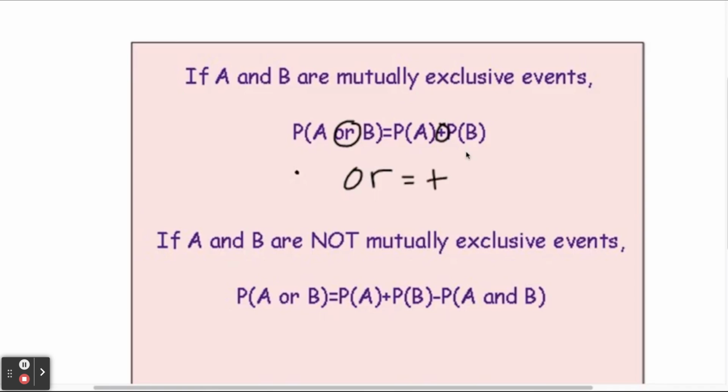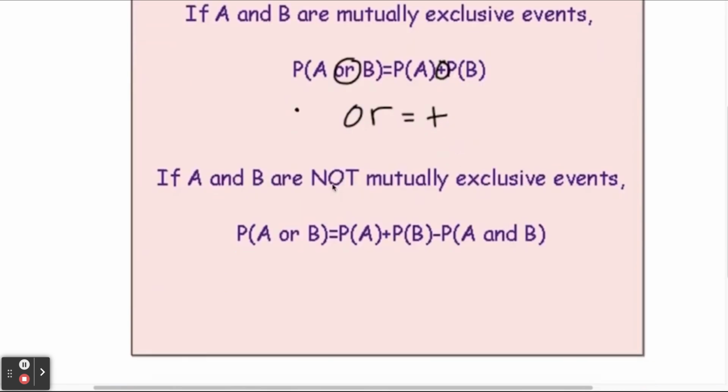Again, we are looking at two events, finding the probability of two things happening. If it's an or and they are mutually exclusive, remember, mutually exclusive means that they do not happen at the same time, they exclude each other, then you're going to add those two probabilities together. If A and B are not mutually exclusive, remember, not mutually exclusive means that they can happen at the same time.